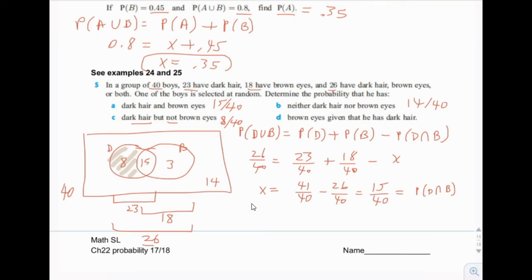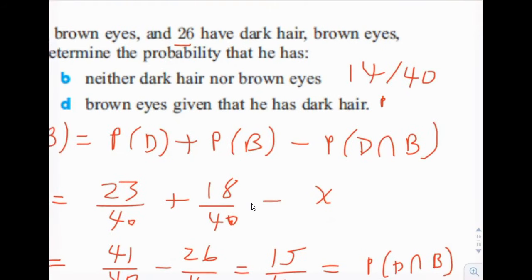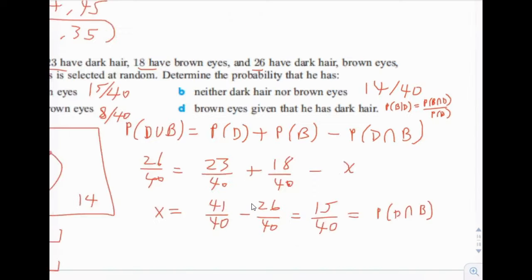Then brown eyes, given that he has dark hair. So, given that. So that means it's easier to use a formula for these: probability of brown eyes given that he has dark hair. So that would be the probability that brown eyes intersect with dark hair, divided by the probability of dark hair. If you go back and look at the formula, that's what it looks like, okay? And I don't have enough room to write it, I don't think. So we're going to have to write it down here.